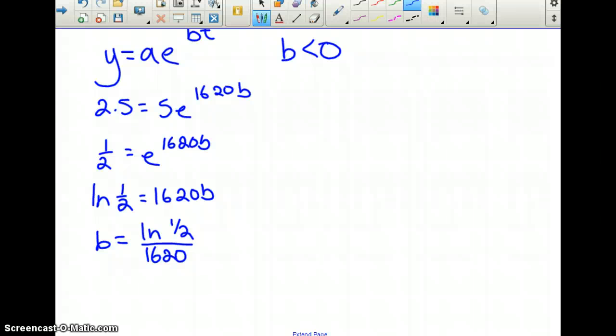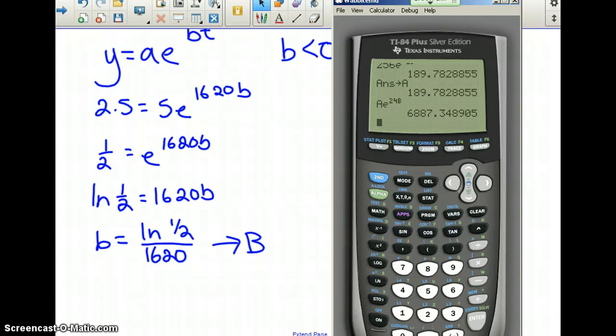Now that we know the decay constant, we're going to store it in our calculator. Store as b. So ln of 1 over 2, close, divided by 1620, store, alpha b. All right, and notice that this is a negative number and that it's very, very small because this is decaying very, very slowly. And it's a good thing we had that stored because I don't want to type it in.